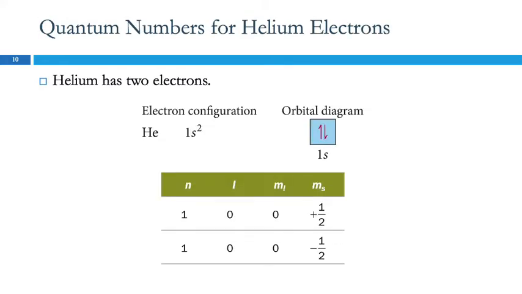So helium has 2 electrons. So this would be its electron configuration. The 1s orbital has 2 electrons in it. And here's the orbital diagram. We have to have one with a positive spin and one with a negative spin. So one arrow is going up and one arrow is going down. And these are the sets of quantum numbers for those 2 electrons. They both are in principal energy level 1 in an s orbital. There's only one orientation for that, and this is where they become different. One's up and one's down. So each electron in an atom has its own set of 4 quantum numbers.